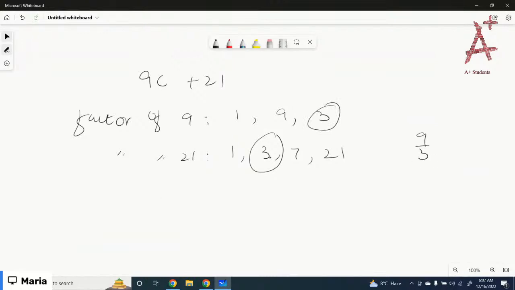9 by 3 is 3 and 21 by 3 is 7. 3 is the common number, and when you take out 3 common, you are left with 3 times 3 is 9 and 3 times 7 is 21. So that would be 3 times 3c plus 7.